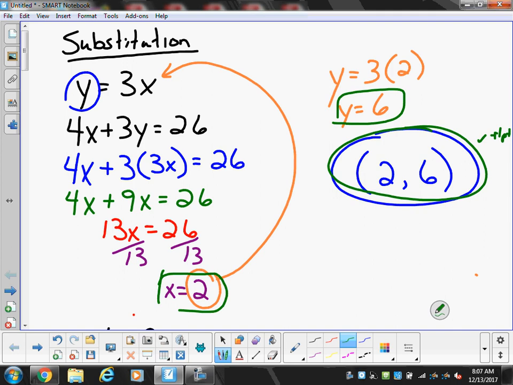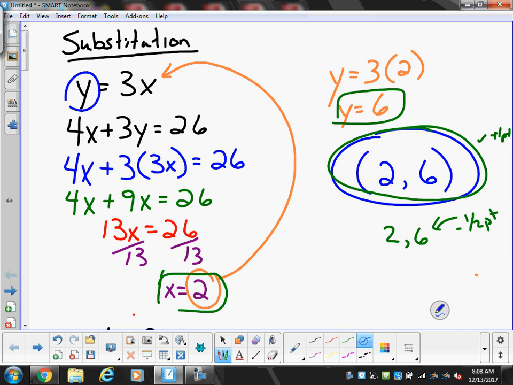Okay. Second thing is if you write it like this with just 2, 6 without the parentheses, okay, that's not going to be an ordered pair. And so what we'll end up doing here is you're going to lose a half of a point if you just write it like this. Okay, it needs to have the parentheses around it.